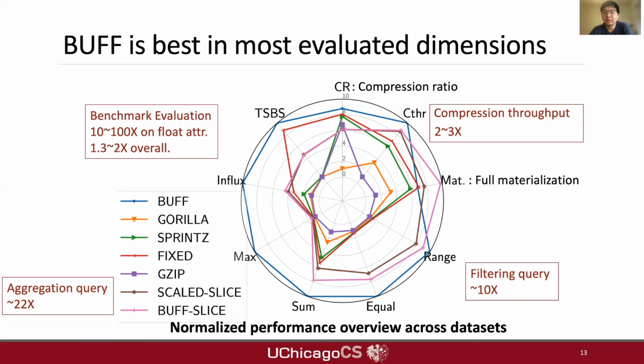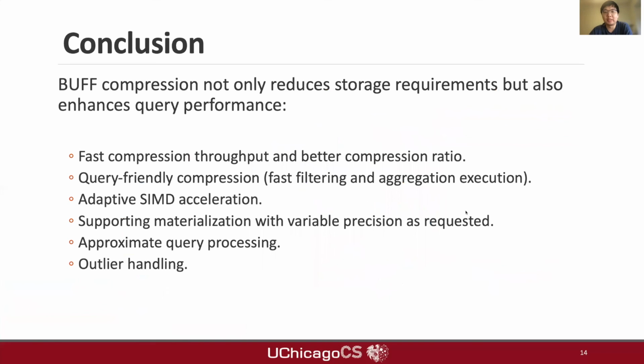In our paper, you can find a detailed evaluation on each dimension shown in this radar chart. And also you can find more detail on how BUFF handles outliers, how to handle the AQP queries, and the variable precision materialization in our paper.